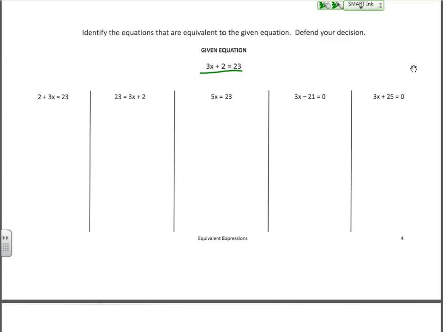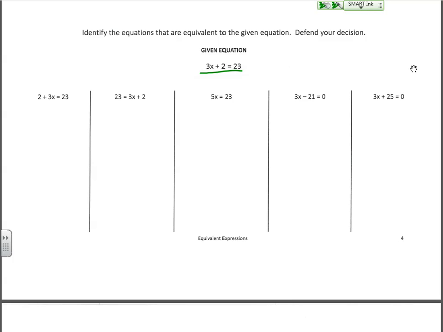Okay? Is 2 plus 3x equal to 23? If 3x plus 2 equals 23, is 2 plus 3x also equal to 23? Yay or nay, and why? Yay, why? That's a good start. Very good start. Who wants to dive off of that one? Oh, yeah, because they're just switched around. Right. Because of the commutative property, things can be added in any order.